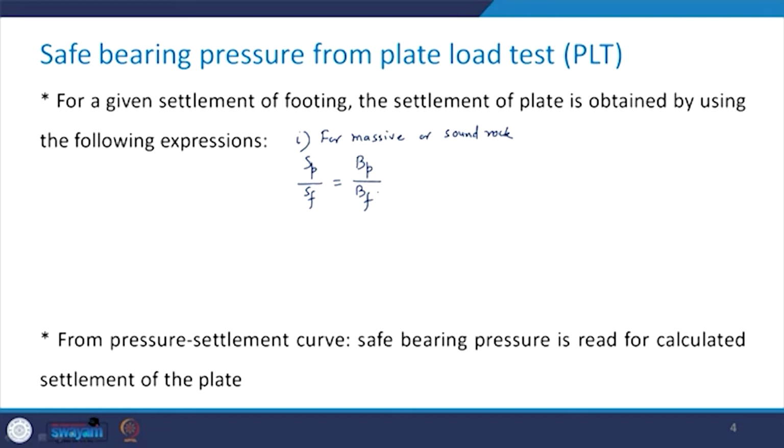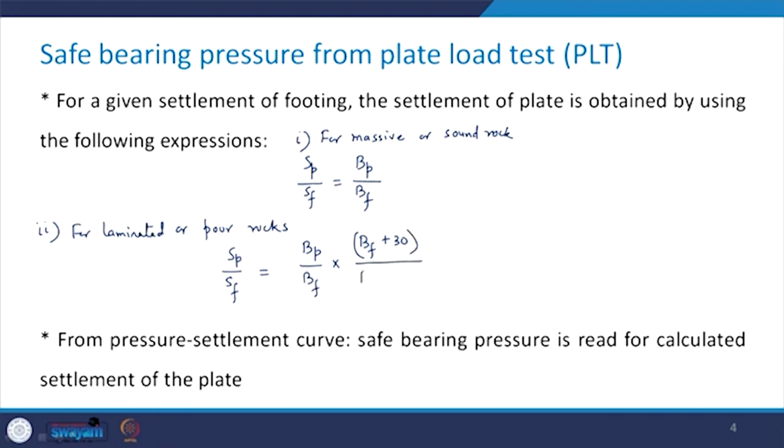I will tell you what all these terms are, but let us first see, in case you have laminated or poor rocks, how you can get the settlement. For laminated or poor rocks, we have SP upon SF is equal to BP upon BF multiplied by (BF plus 30) divided by (BP plus 30), and the whole square.